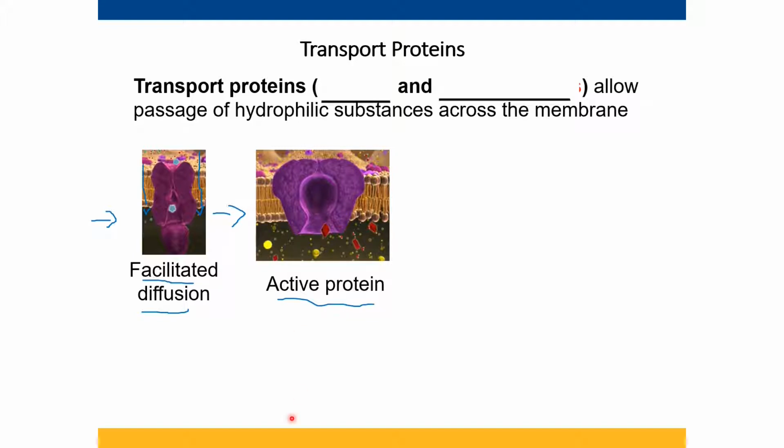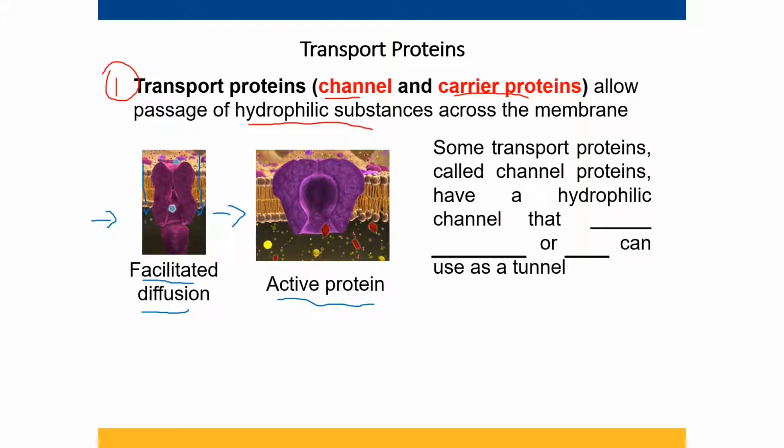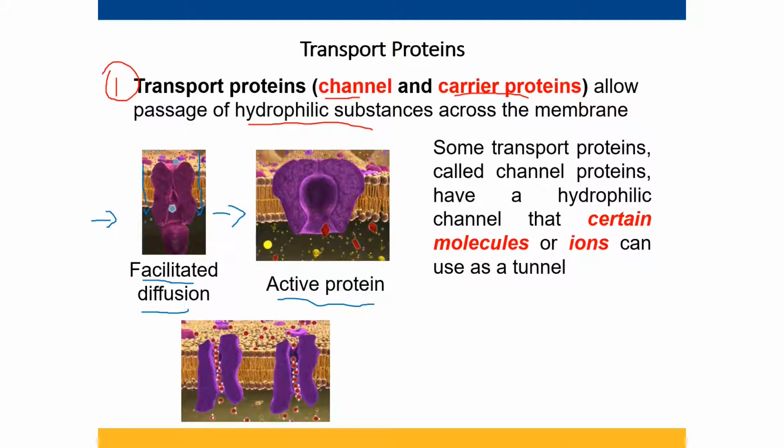So to summarize, the first thing that I wanted you to remember is that there's a wide variety of transport proteins, and there are two types: channels, that we will talk about in a second, and also carrier proteins. And they allow the passage of hydrophilic substances across the membrane. As I said, some of them can carry certain molecules or ions, and they can use these proteins as a tunnel.